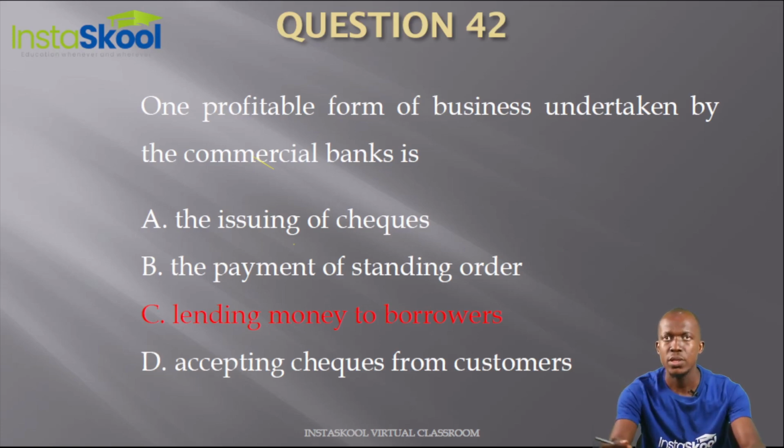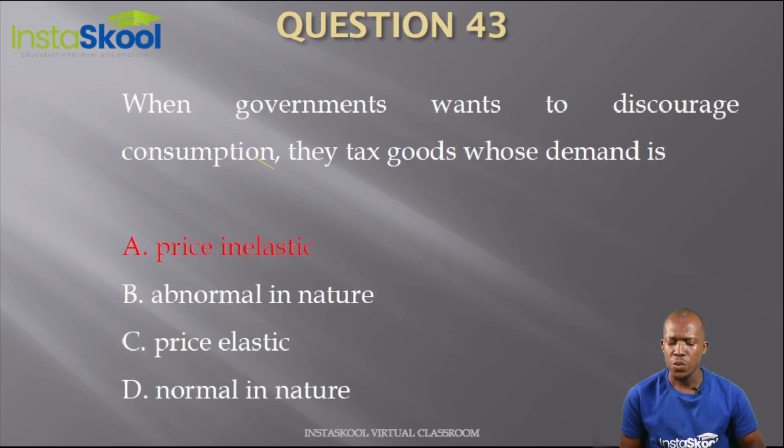Question 43. When governments want to discourage consumption, they tax goods whose demand is dash. A. Price inelastic. B. Abnormal in nature. C. Price elastic. And D. Normal in nature. If government wants to discourage consumption, they tax goods whose demand is dash. If government does not want you to buy a particular product, which goods will they tax? That is, the government wants you to stop buying a product.